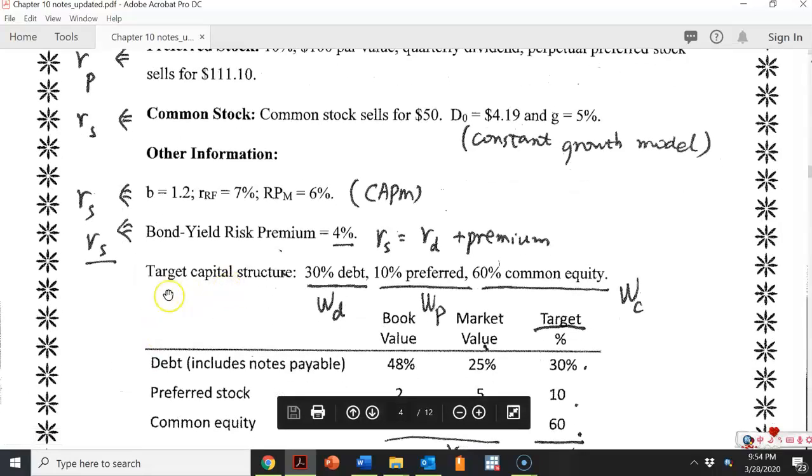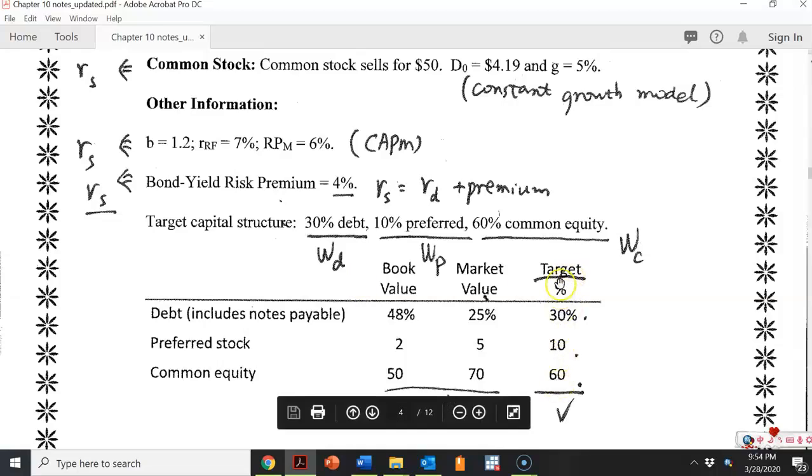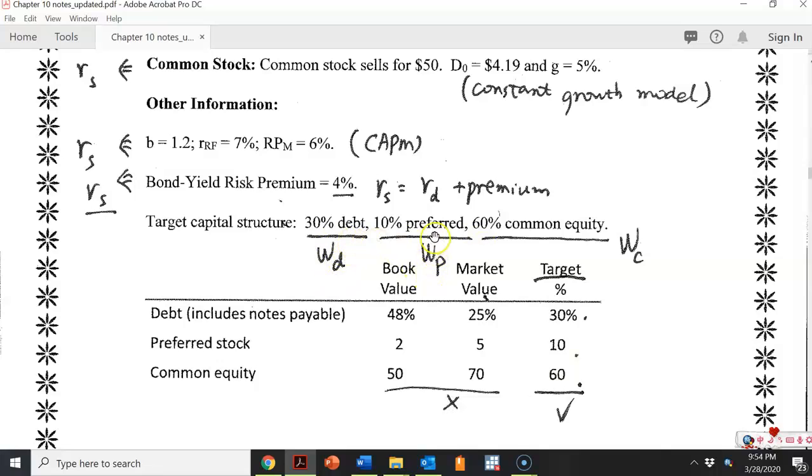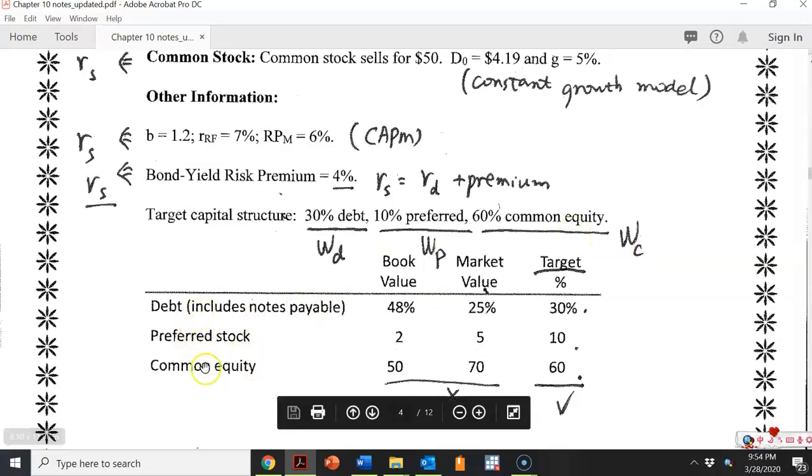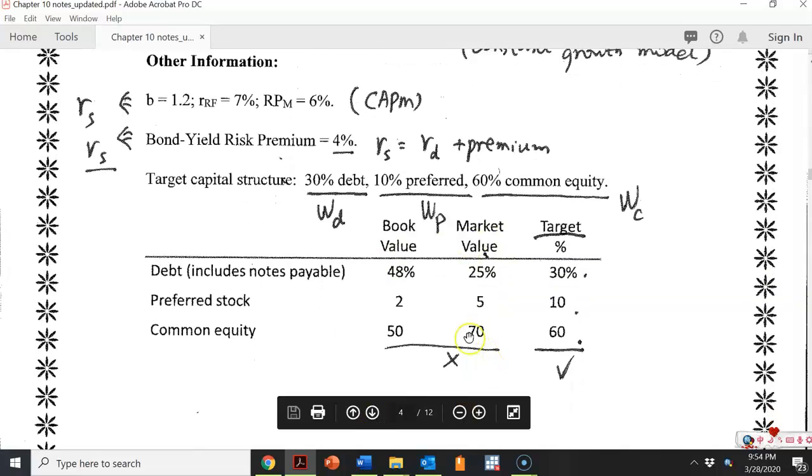For the three weights, we use the target capital structure: 30%, 10%, 60% for w_d, the weight for debt, w_p, the weight of preferred stock, and w_c, the weight of common equity. It's given here that for these three components we have book value weights and market value weights, but we're not using any of these. We're using the third column, the target weights.